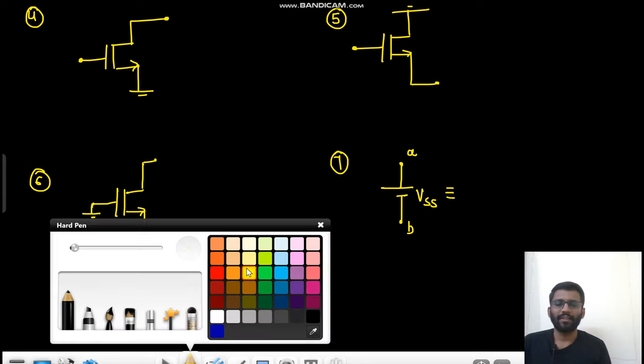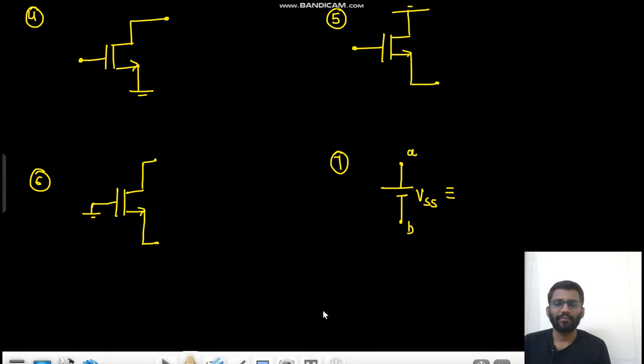Now one important thing that we have already studied in part 1 is that if this goes high by delta V, what will happen to this potential? This is a common source amplifier. If the gate goes high, the drain goes low, because it inverts. Let us assume it goes low by A delta V, right?